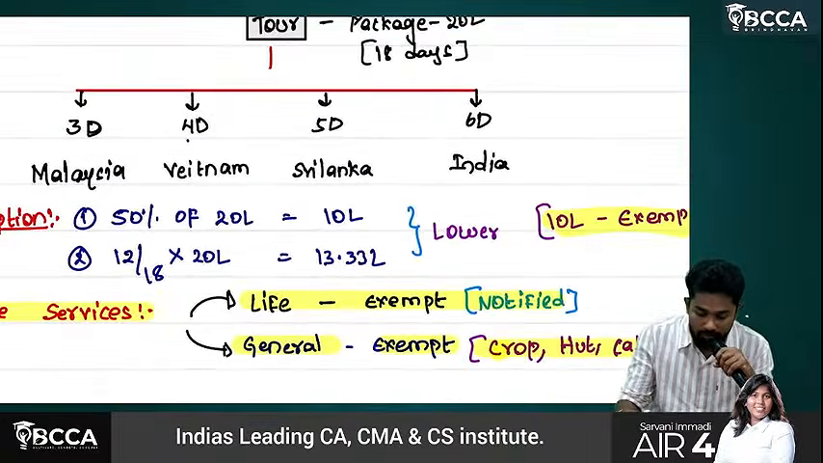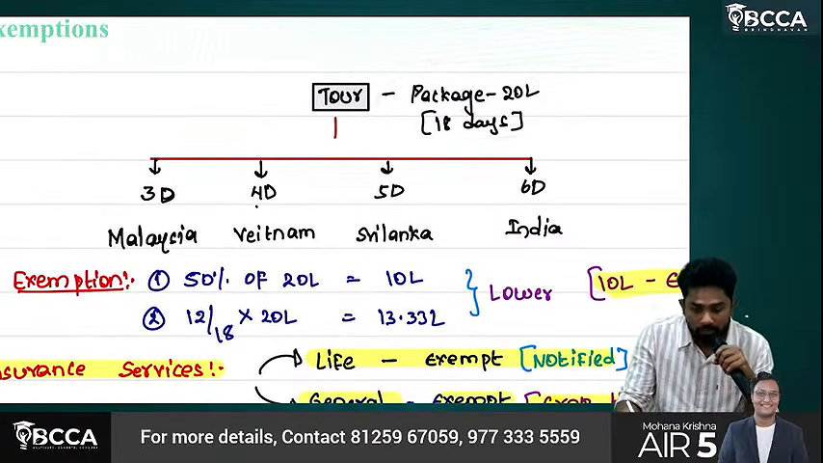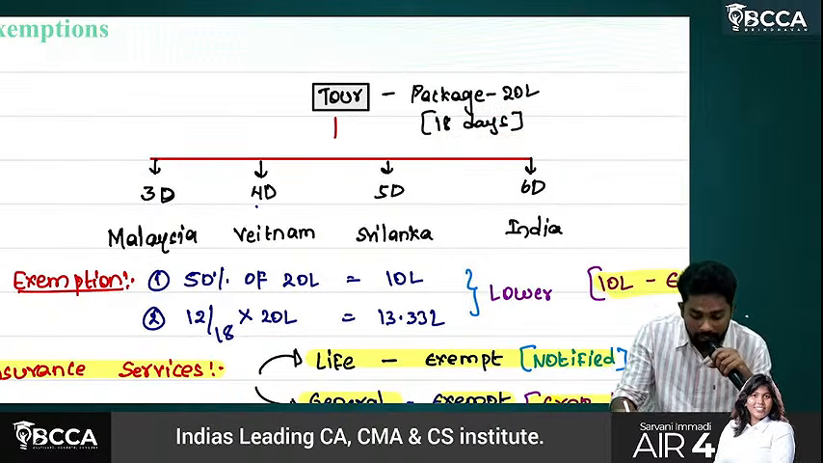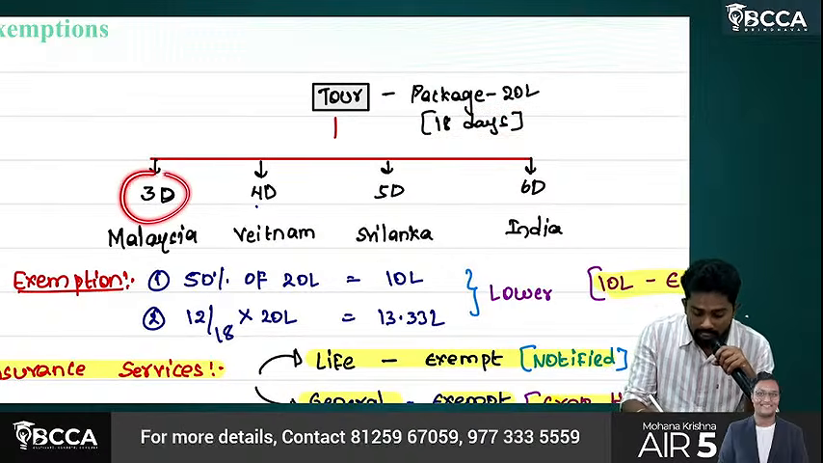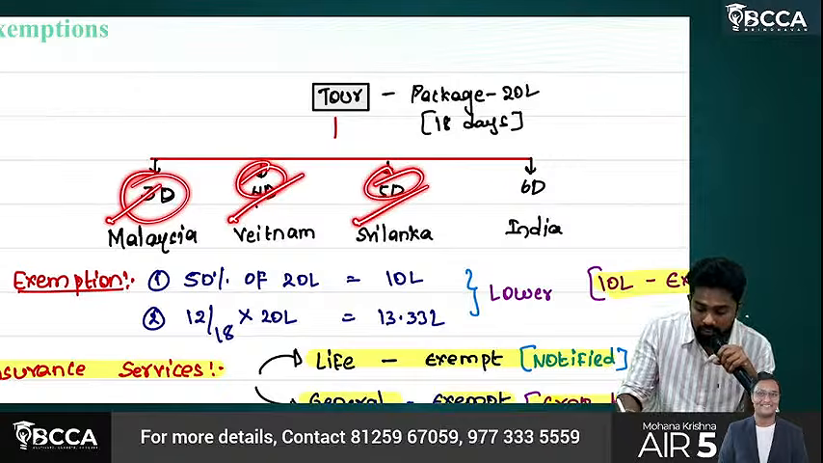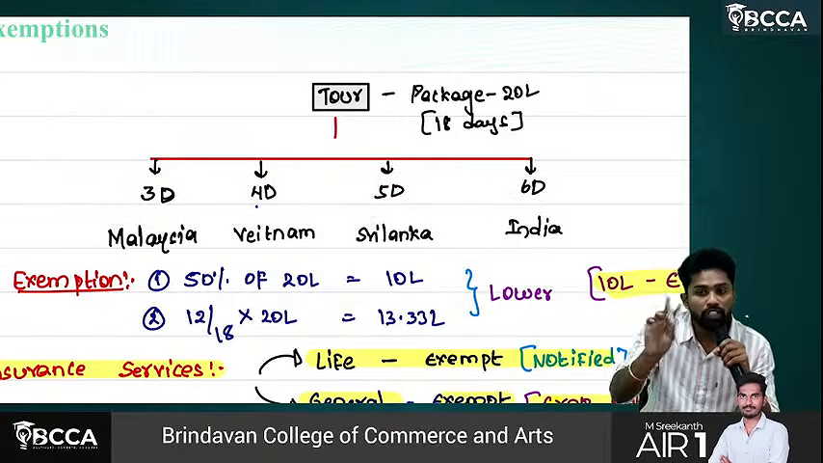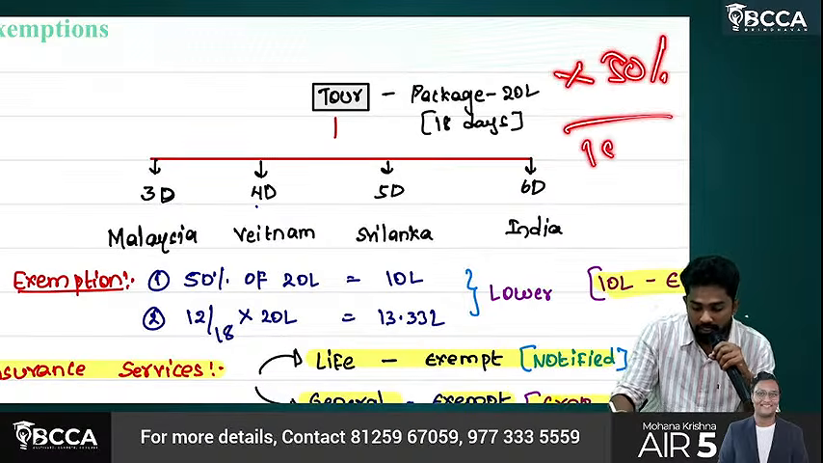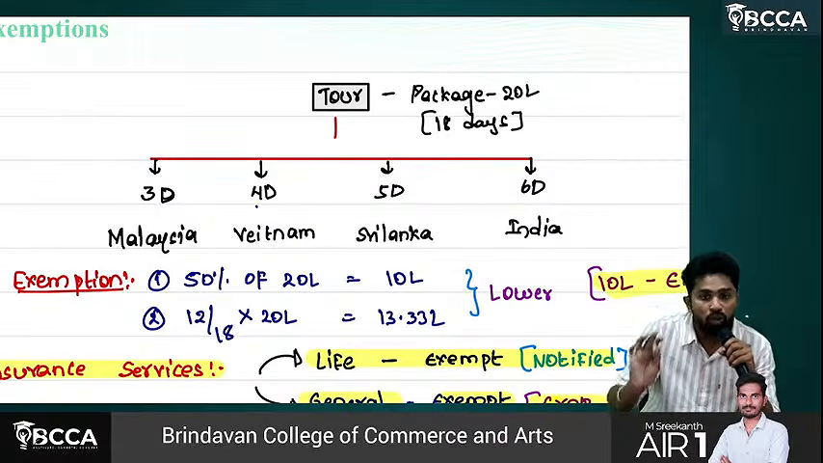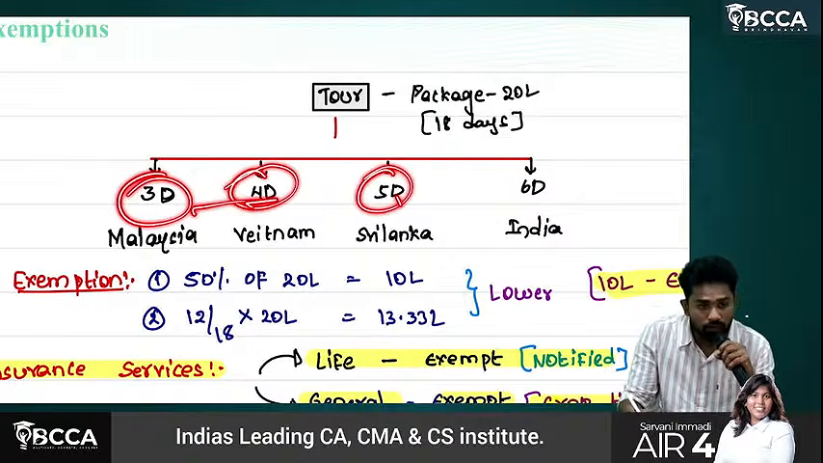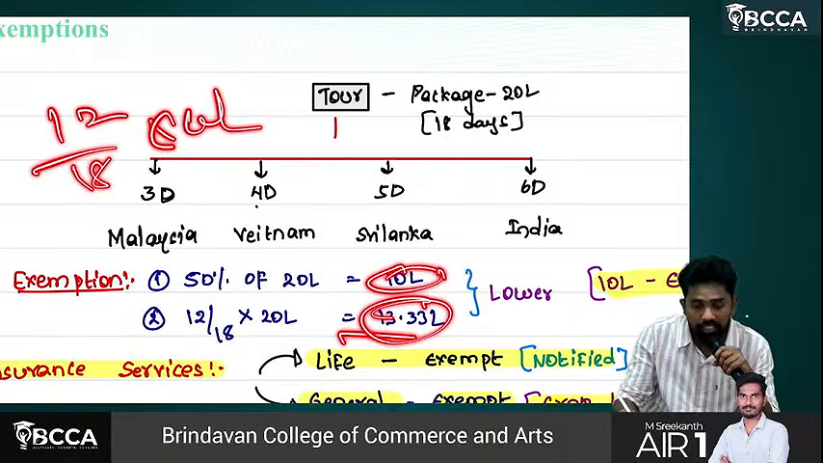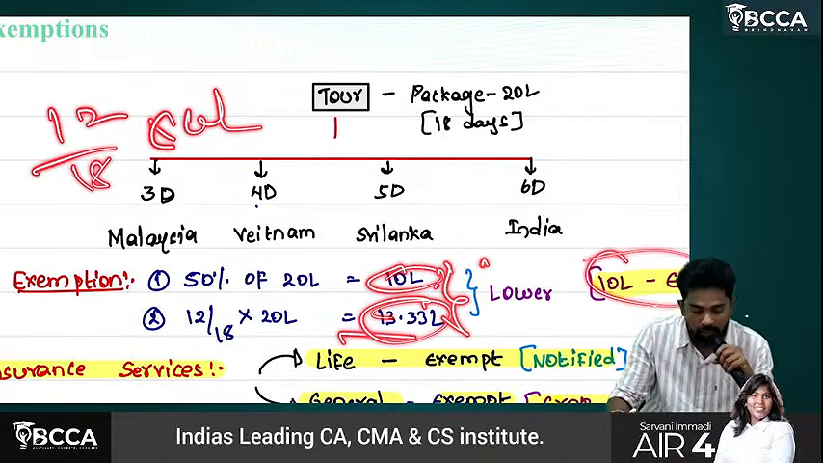Look at this example, sir. The tour package is for 20 lakhs and the number of days is 18. The tour is 3 days in Malaysia, 4 days in Vietnam, 5 days in Sri Lanka, and 6 days in India. So what are the two conditions? First, 50% of total consideration: 20 lakhs into 50% is 10 lakhs. Then proportionate to days outside India: 3 plus 4 is 7, 7 plus 5 is 12. So 12 by 18 into 20 lakhs is 13.33 lakhs. Which is lower? 10 lakhs. So 10 lakhs is exempted.